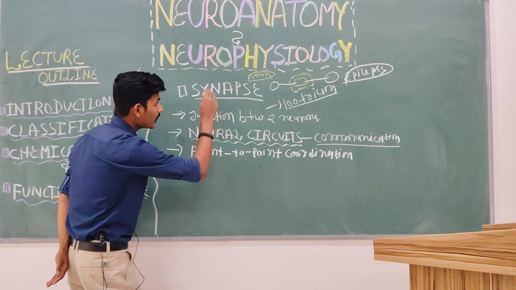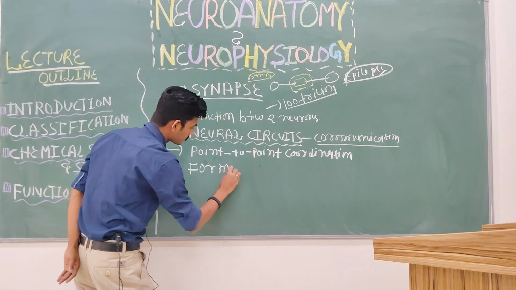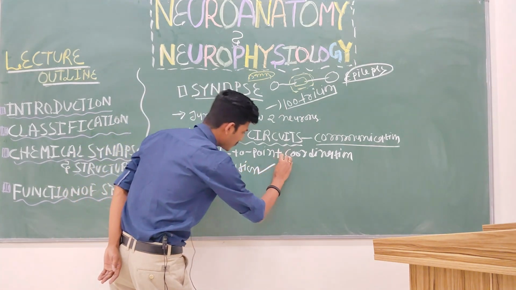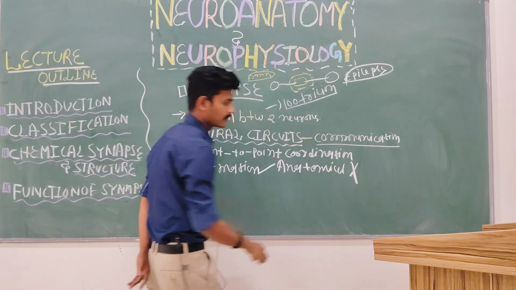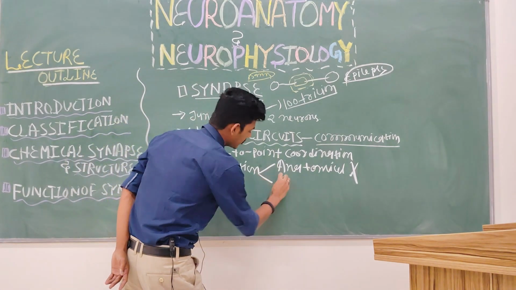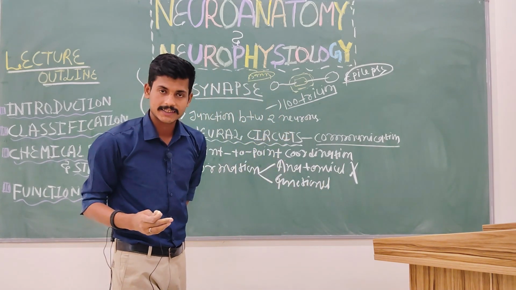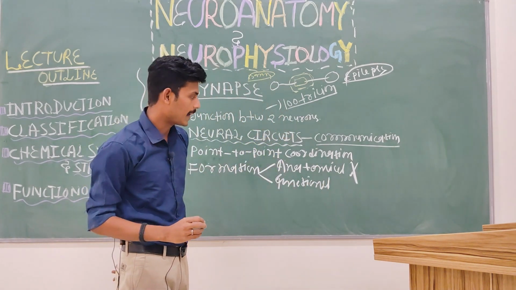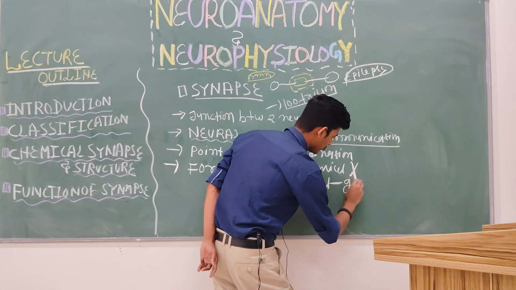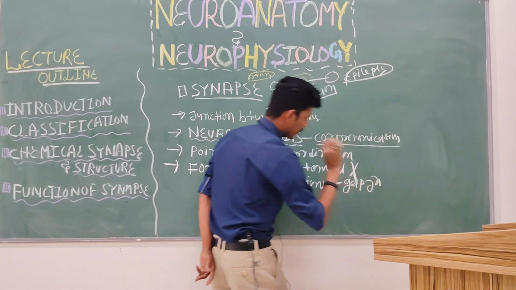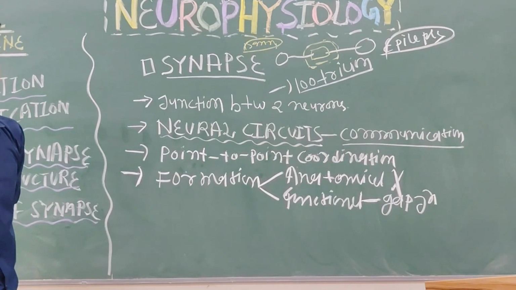So write it down. For the formation of synapse, there is no anatomical bridge or connection, and there is a functional connection. This functional connection is done by the gap junctions, which we will see after a few minutes. We will see what is meant by gap junctions, but just write it down: it's a gap junction which serves as a functional connection.